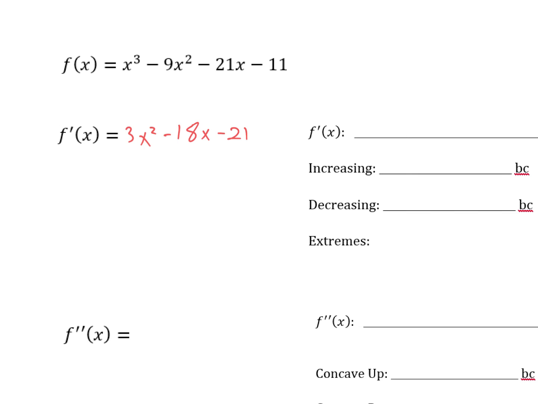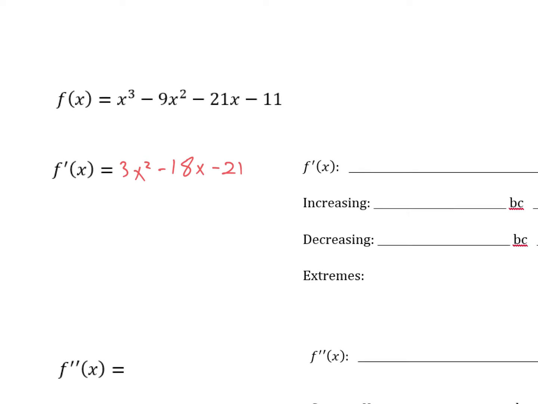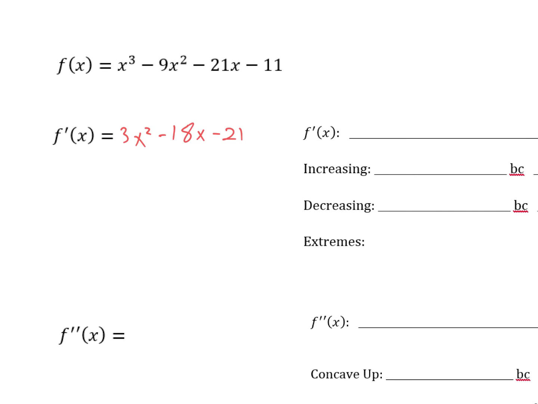Now this example wants me to also figure out increasing and decreasing intervals along with extremes. So I'm actually going to have to take a moment here to solve this and set it equal to 0. Before I do that, though, I do want to get the second derivative. Since I'm already on a derivation roll, let's just go through and get that real quick, getting 6x minus 18. All right.